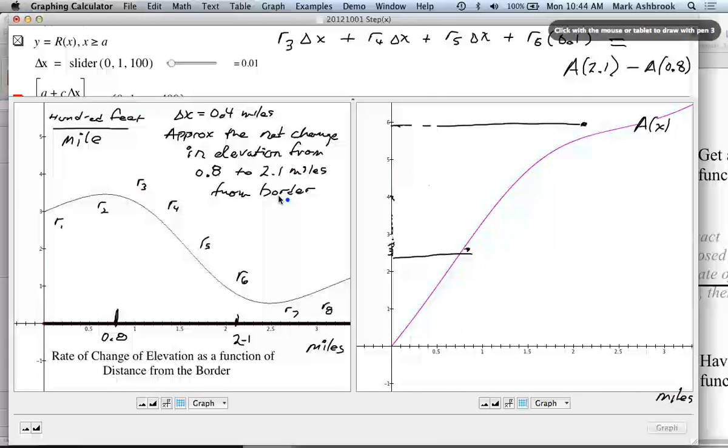Okay, Alexander, what do you think? I got the integral from 0.8 to 2.1 of R(t) dt. What do we think?